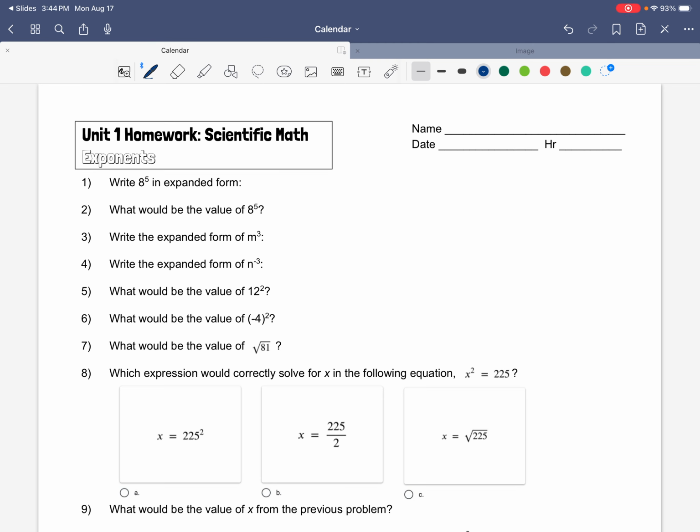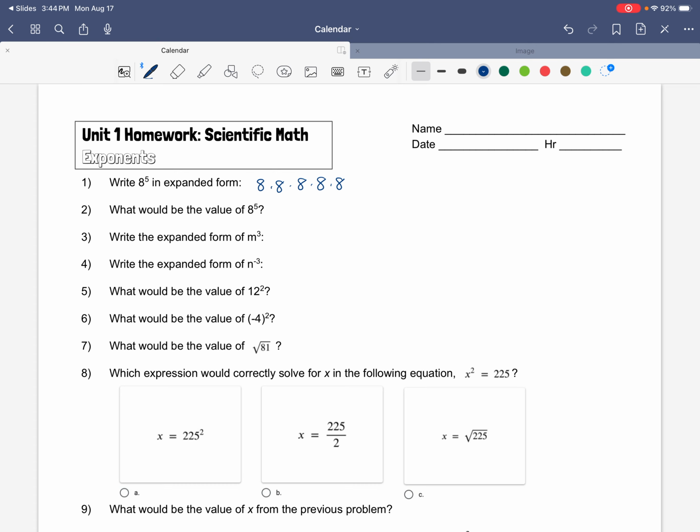So for the first one, it says write 8 to the 5th in expanded form. Remember that expanded form just means we're writing it out as a longer expression. We're not actually solving 8 to the 5th power, at least not yet. So writing it in expanded form, since 8 is my base and 5 is my exponent, it's just telling me that I'm multiplying 8 by itself 5 times. So 8 times 8 times 8 times 8 times 8. So you should have 5 8s that are multiplied together.